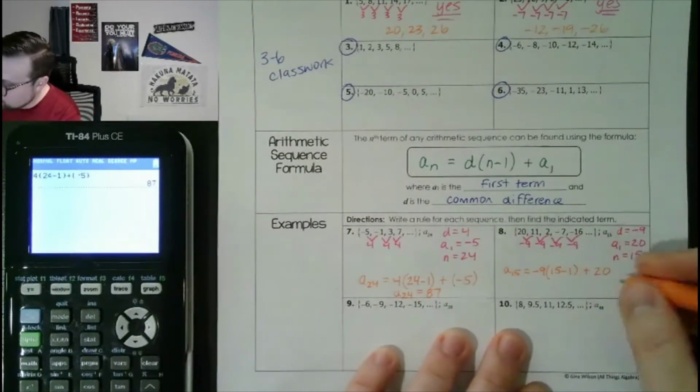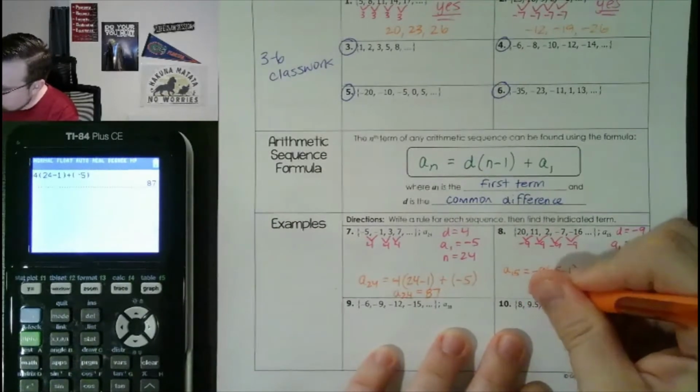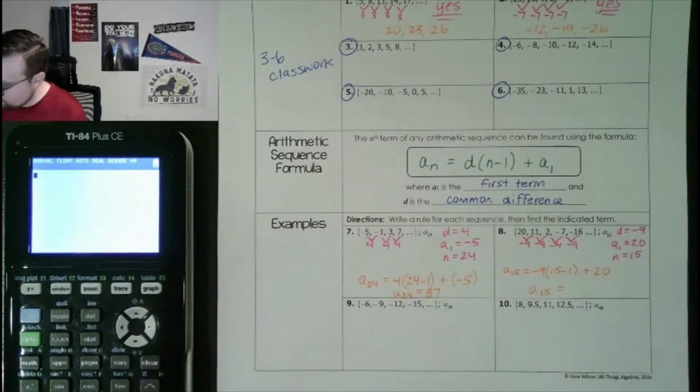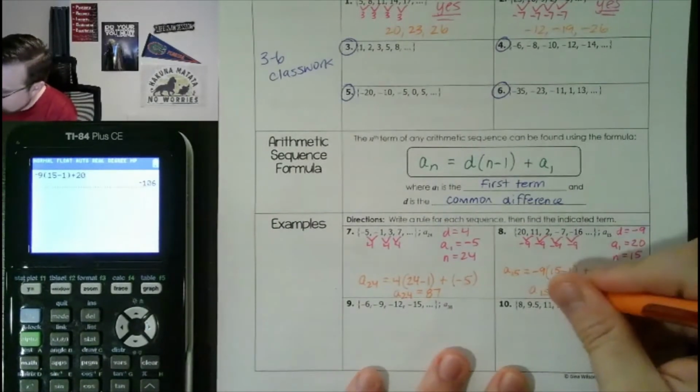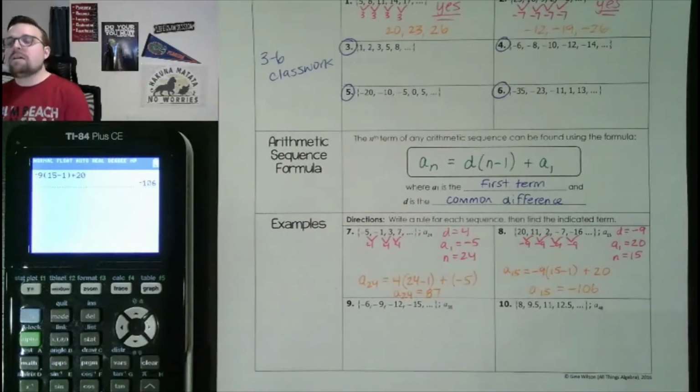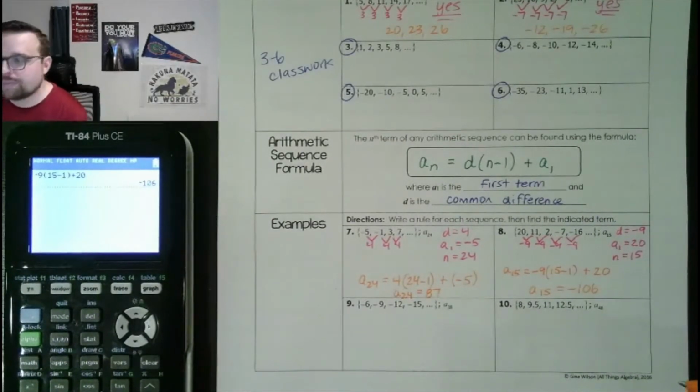So that's the rule. And then we can actually solve this and figure out what a sub 15 is. If we use our calculator for this, we would just do -9, 15 minus 1. Yes, of course, you could put 14 in there. And you find out that the 15th term is -106.